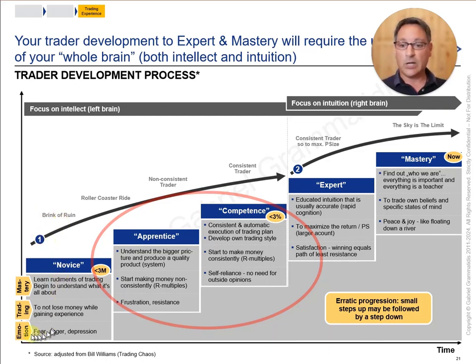There will be a lot of emotions of fear, anger, anxiety, depression even, etc. Well, you want to get over that, right? And well, people coming out of the workshop, well, they will be on this level of their trader development process. And they're trying to get to consistent trader, right? And this is the next stage. As a consistent trader, well, there's still frustration and resistance around, right? This is why it is a trader development process.